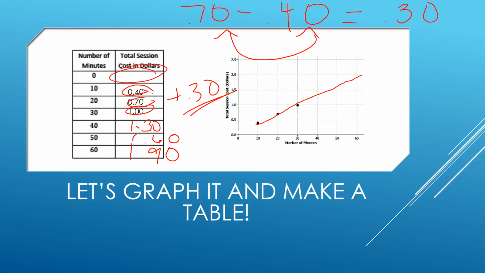So let's go ahead and graph that with the ones that we know. So 40 minutes is $1.30. So let's go ahead and graph that. Put our little dot there. And then 50 minutes is $1.60. And then 60 minutes is $1.90. Let's go ahead and make our straight line because we know that linear equations make straight lines. So we have something up here that we don't know about. So let's keep looking at this.